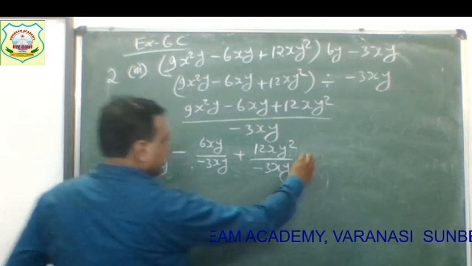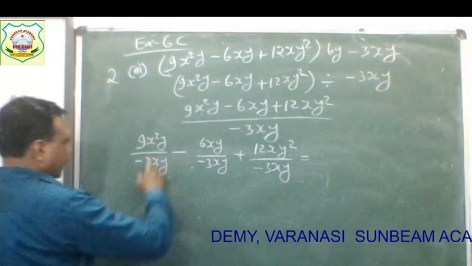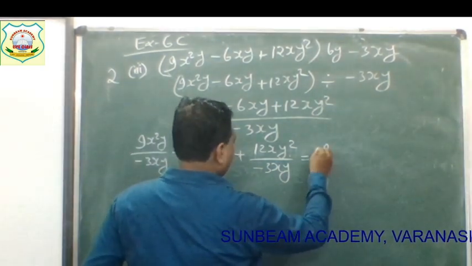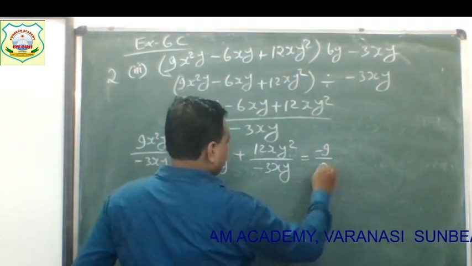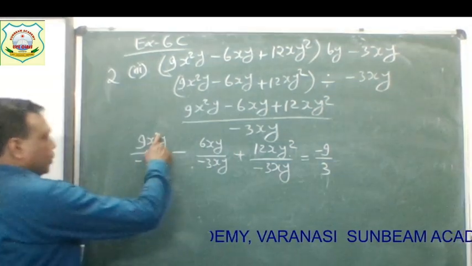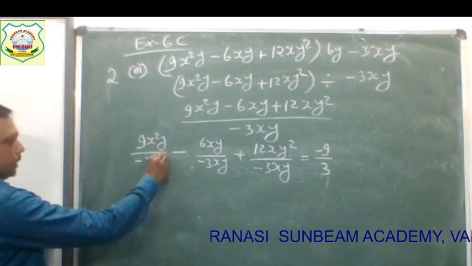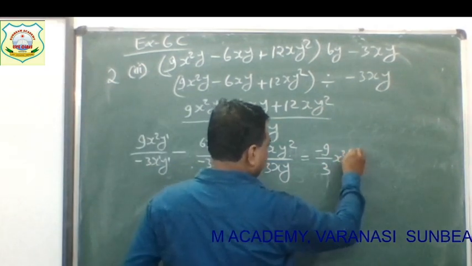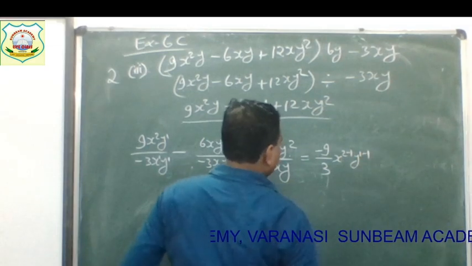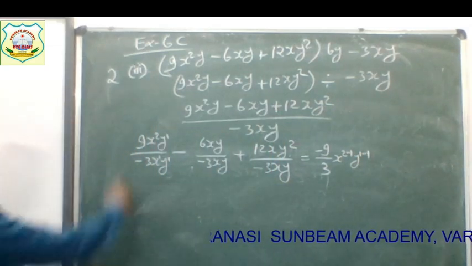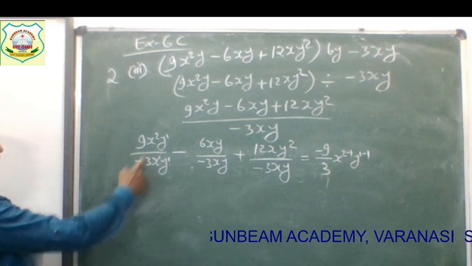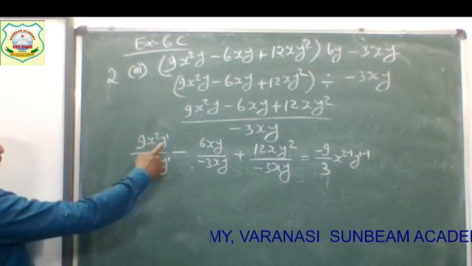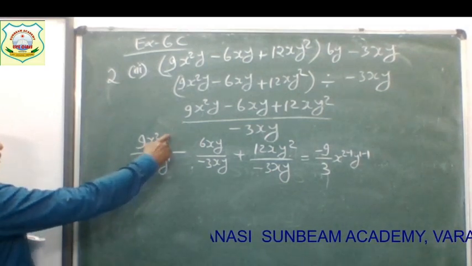Students, see 9x square upon minus 3xy. So 9 upon minus 3, that is minus 3 we can write above, and x power 2 upon x power 1. So x power 2 minus 1 and y power 1 minus 1. This will be minus 9 upon 3, x power 2 upon x power 1, that is x power 2 minus 1, x power 1, then y power 1 minus 1.